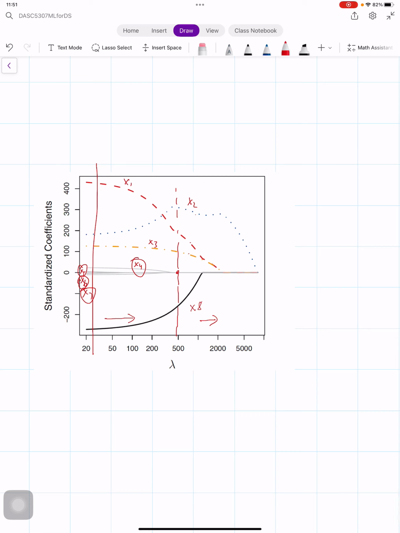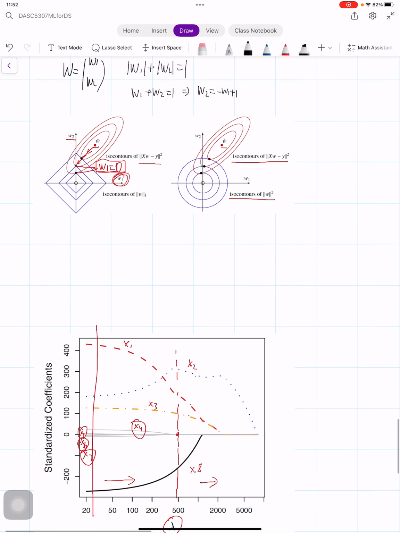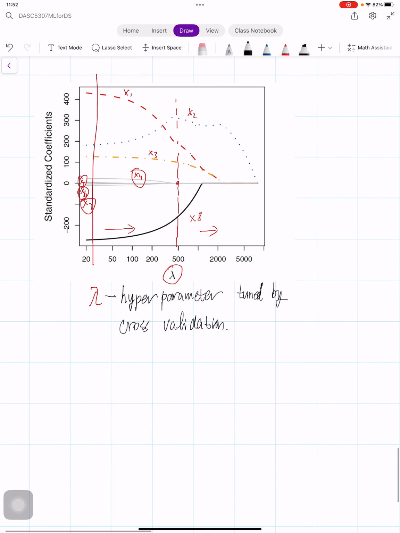So you can think here lambda is a hyperparameter that can be tuned by cross-validation. So that's the basic idea about lasso regression.